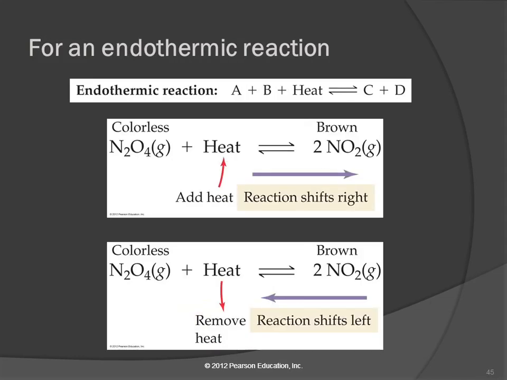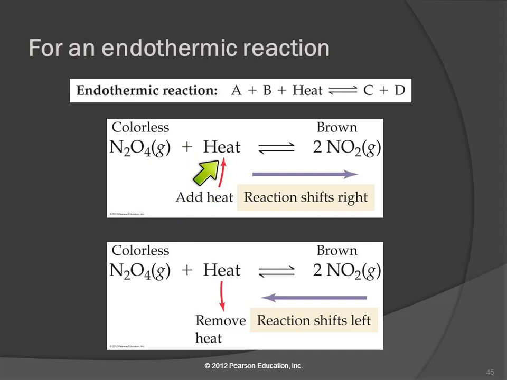The opposite is true for the endothermic reaction. Here, N2O4, if we add heat to that, we get NO2. This is a brown gas. This is a colorless gas. So we'll see on the next slide that we can actually see the equilibrium shifting.